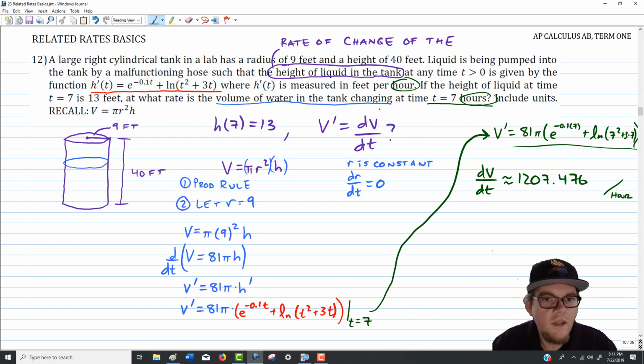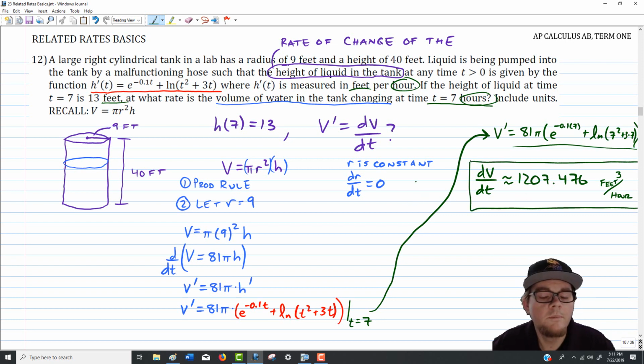And then for the volume itself, we're talking about feet everywhere. Everything's measured in feet. All those things are feet. So for volume units, this will be feet cubed per hour. And there is our rate of change of the volume.